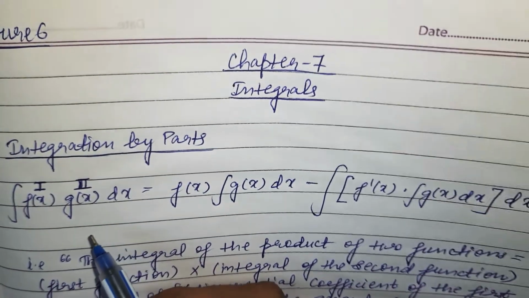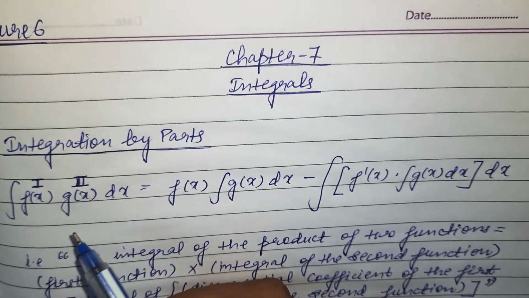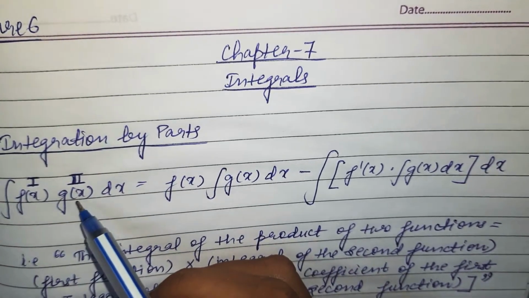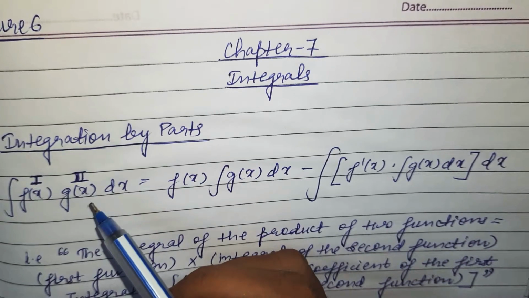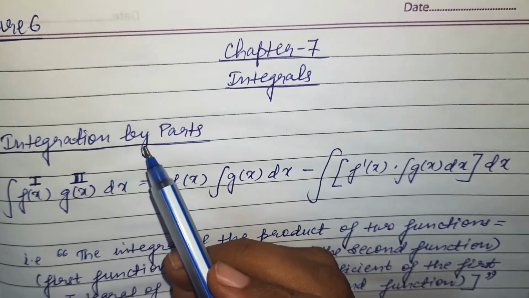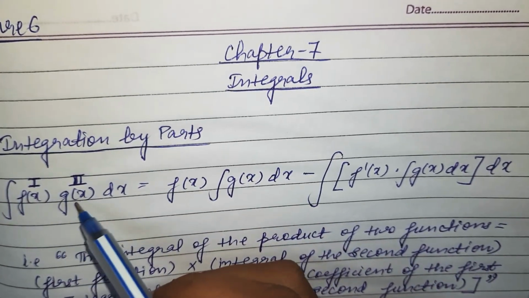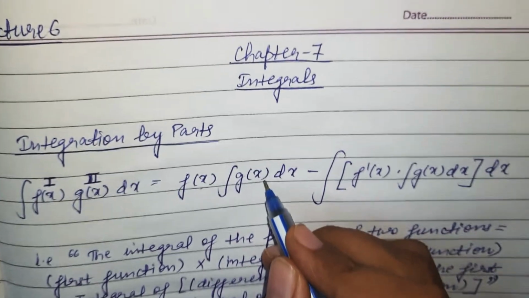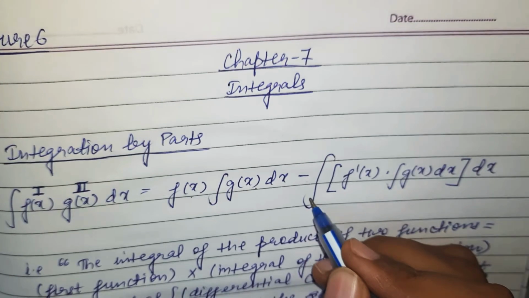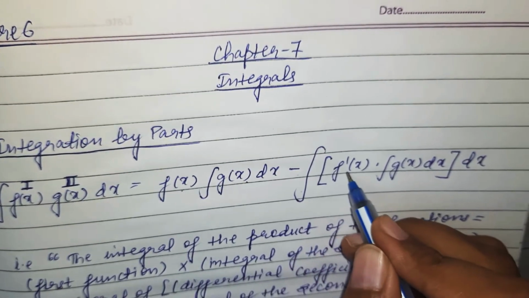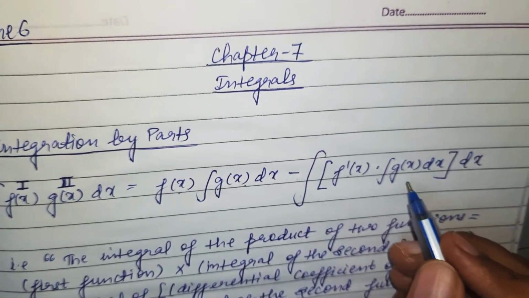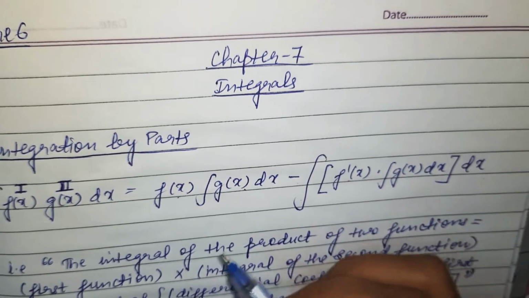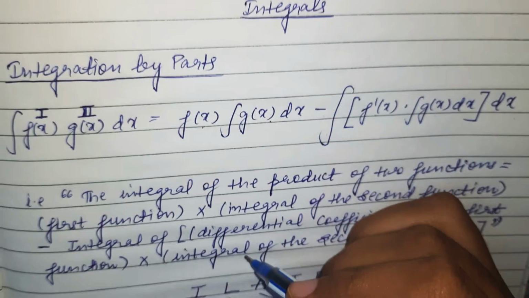Now, what you need to do? You need to consider, let's suppose you are taking f(x) as the first function and g(x) as the second function. So the rule for applying integration by parts is, whenever two product functions are given: first function same, integration of second function, minus whole of integral, differentiation of first function into integration of second function, whole of integral dx. So this is the exact statement we have written here.